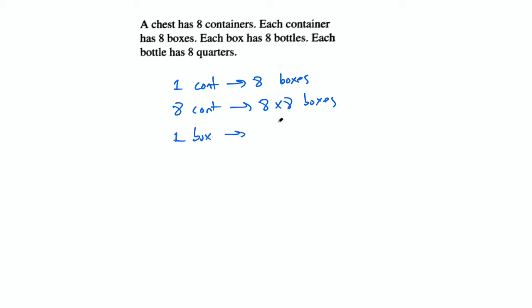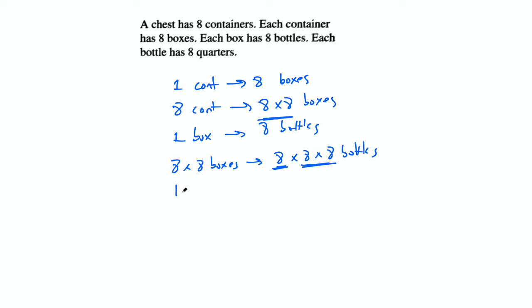Now, for each box, we have 8 bottles. So for our 8 times 8 boxes, we'll have 8 bottles times 8 times 8, which is 8 times 8 times 8. That's how many bottles we'll have. This 8 comes from the fact that we have 8 bottles, and this 8 times 8 comes from the fact that we're talking about 8 times 8 boxes.